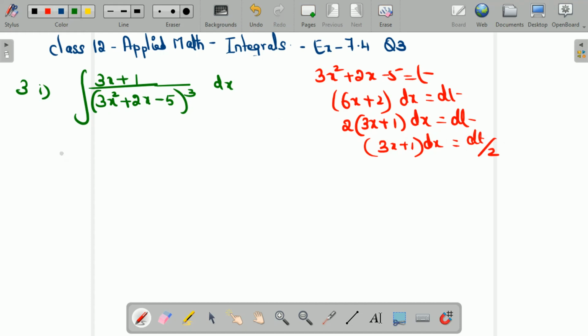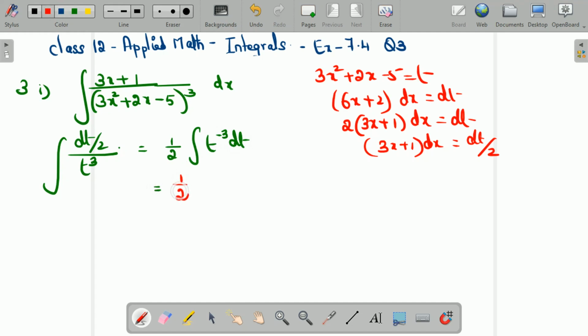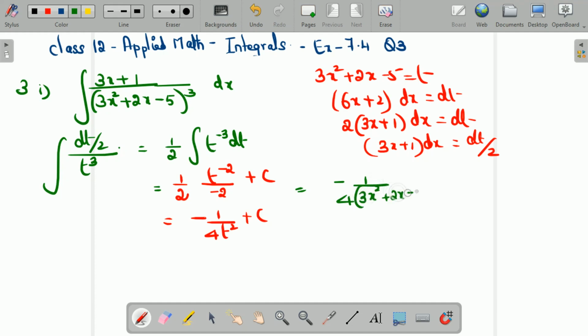Now let's put this in the integration. So this will become dt divided by 2 divided by t cube. So we'll take the 1 by 2 outside. So this will become t to the power minus 3 dt. So after integration, this will be 1 by 2 into t to the power minus 2 by minus 2 plus c. So minus 1 by 4 t squared plus c. Let's put the value of t back. So this is minus 1 by 4 into (3x² + 2x − 5) the whole squared plus c.